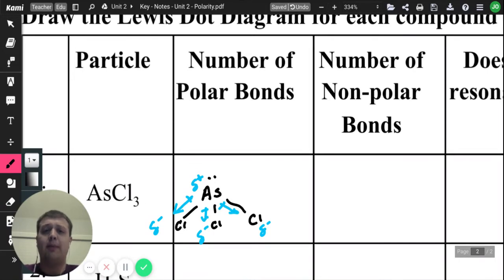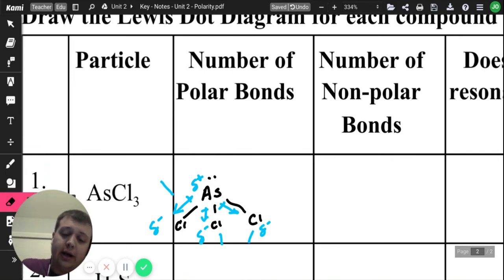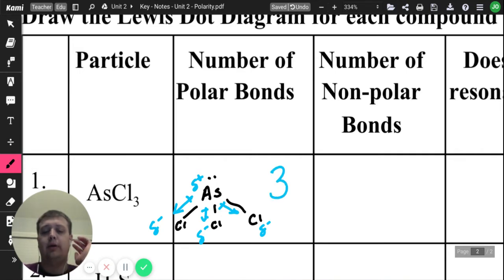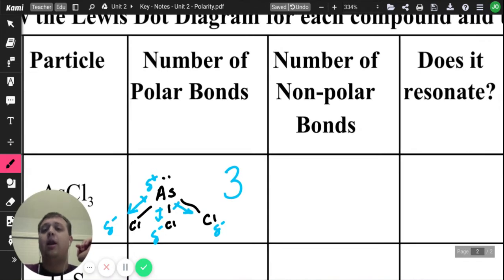All right, now if I look at my molecule here, how many polar bonds do I have? Well, I've got the one on this chlorine, the one on this chlorine, and the one on this chlorine. So I have a total of 3 polar bonds attached to this arsenic. So there are 3 polar bonds. The next question is, how many nonpolar bonds are there? Okay, nonpolar bonds. Well, if we look at this, all of our bonds here are polar. So there are 0 nonpolar bonds.